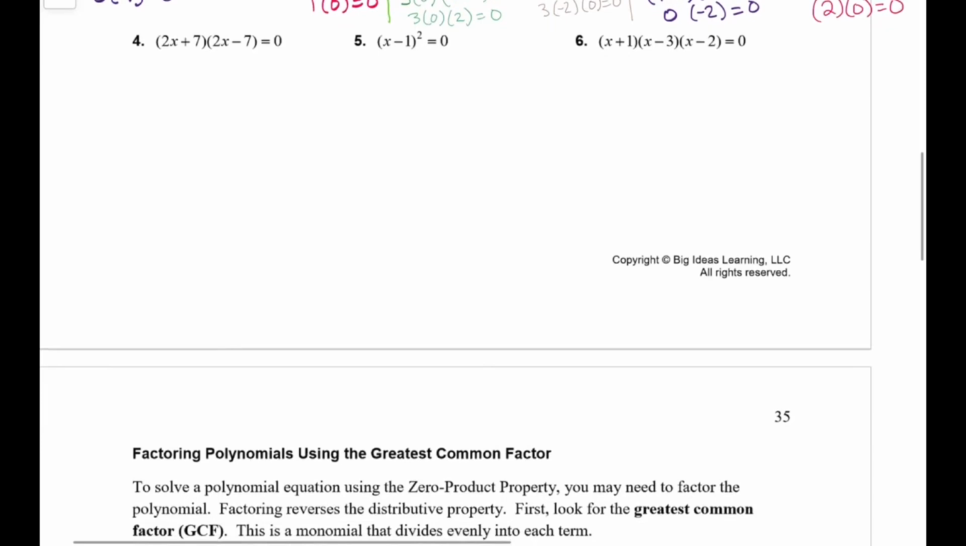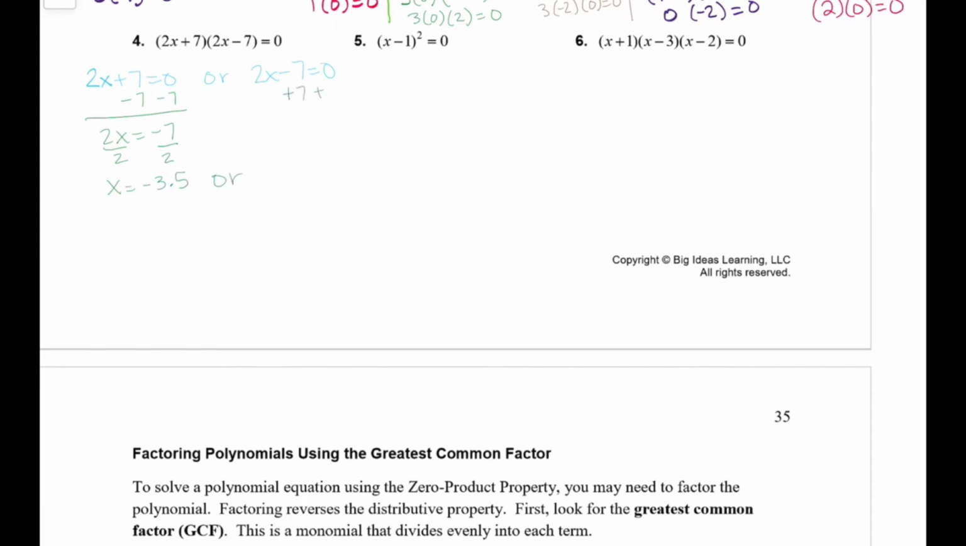On number 4, we have 2x plus 7 and 2x minus 7 equals 0 if we multiply those together. So since they're multiplied, we can say 2x plus 7 equals 0, or 2x minus 7 equals 0. To solve this for x, we subtract 7 on both sides of the equal sign, and we get 2x equals negative 7. We divide both sides by 2, and x will equal negative 7 over 2, or negative 3.5.